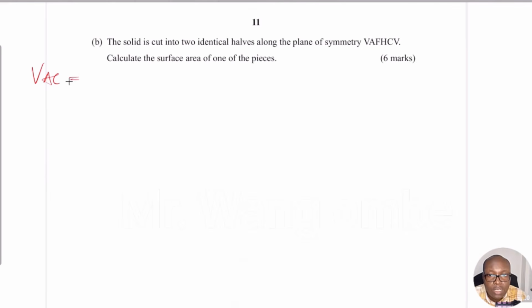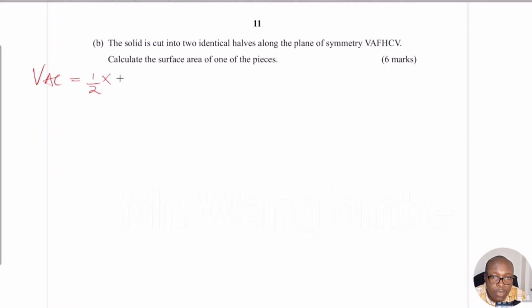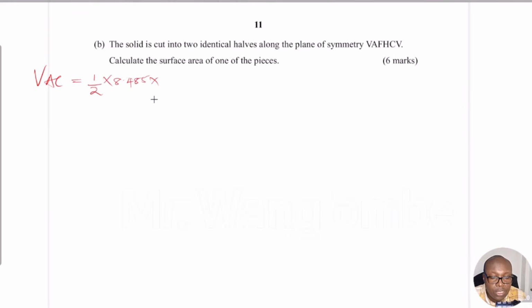The area of that will be half times the base. The base will be AC, and we already got AC. AC is 8.485. Then times the height. The height of that triangle, VO, is 2.646. So that gives the area of that face.